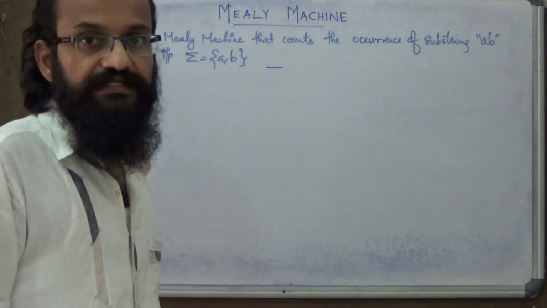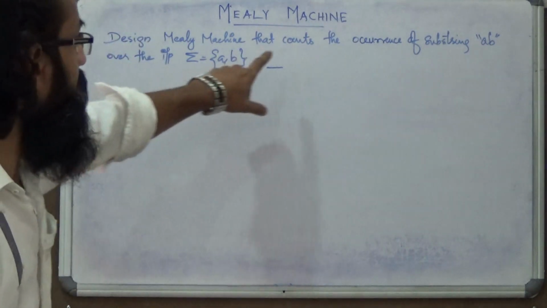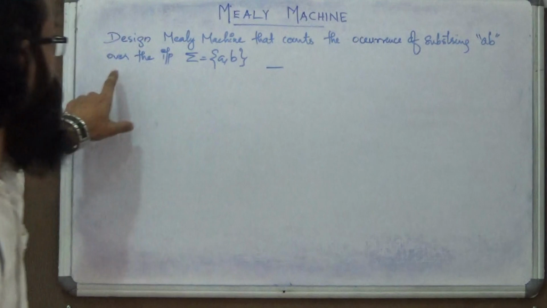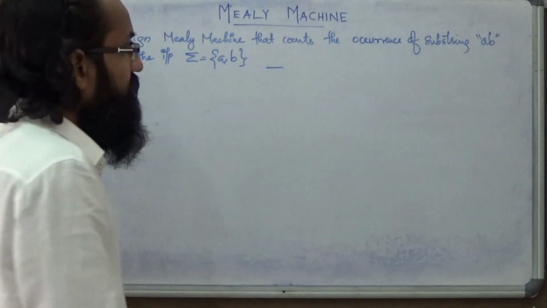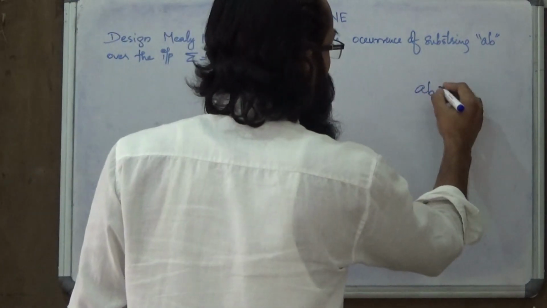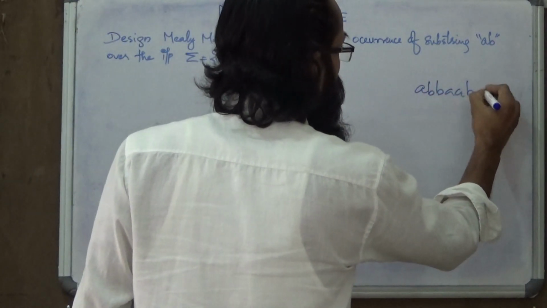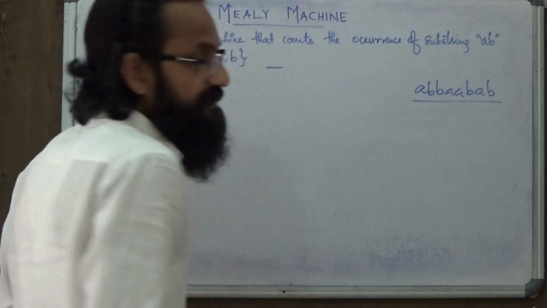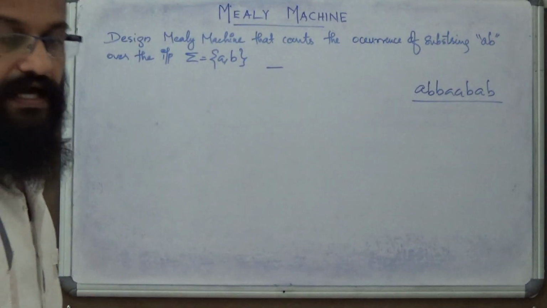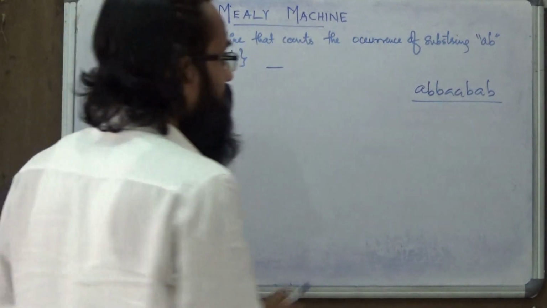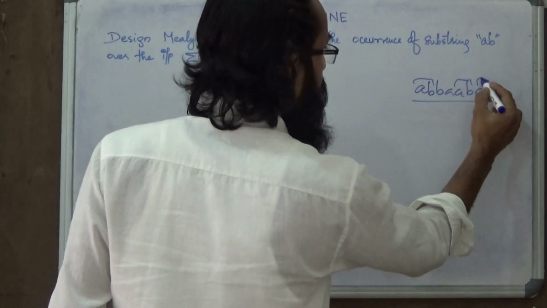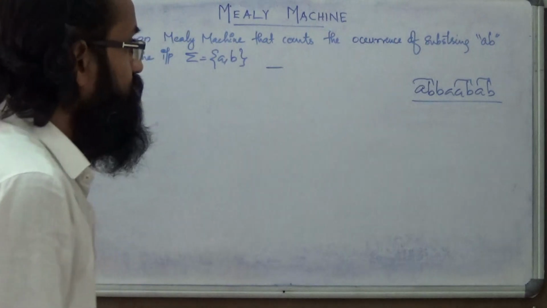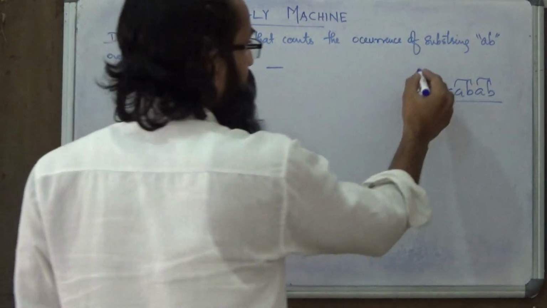This lecture deals with designing a Mealy machine that counts the occurrence of substring AB over the input sigma equal to set {A, B}. So from this it is clear that the input string will be a string generated using A's and B's, and your model is expected to count the occurrence of substring AB in the input string. So here you are having three occurrences.